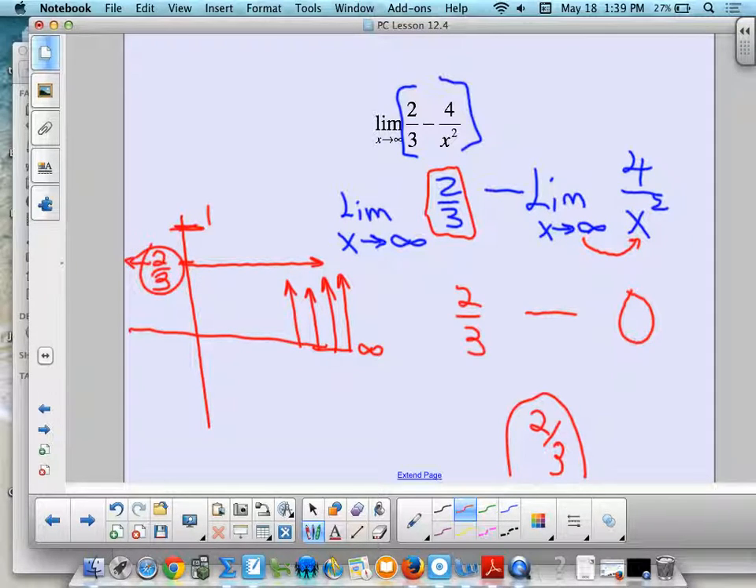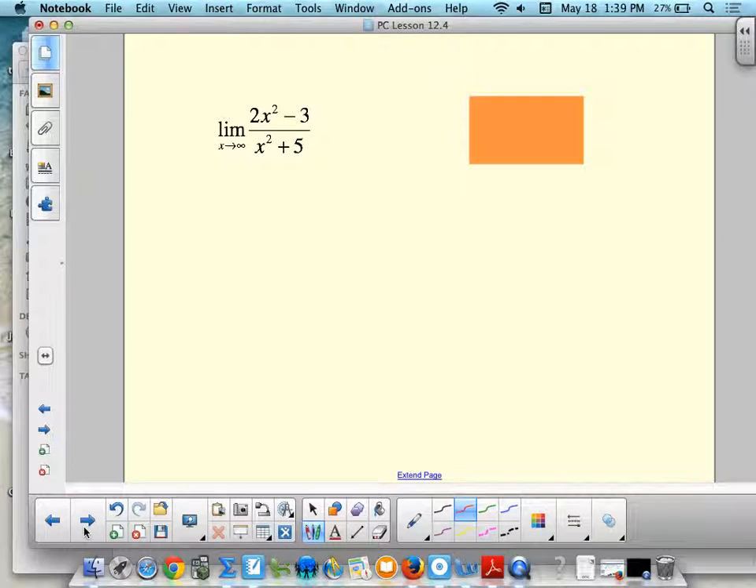You and I actually did this in lesson 12.1. Whenever you get a constant, what's the answer? 2/3. If that's 5, that's 5. If that's 20, that's 20. Okay? You get the constant answer out. Are you okay with that? Next one, here we go.